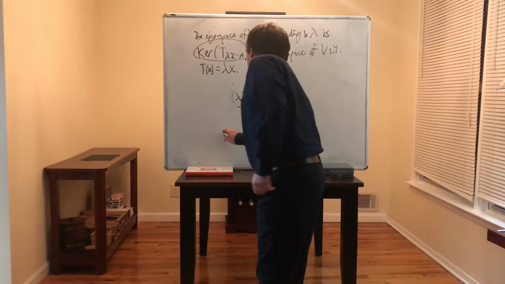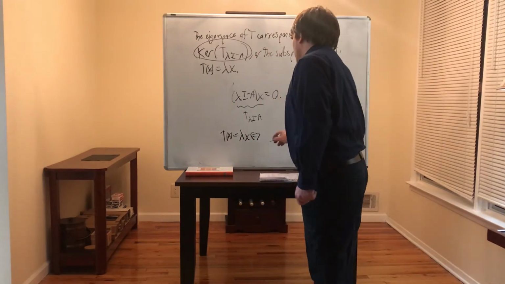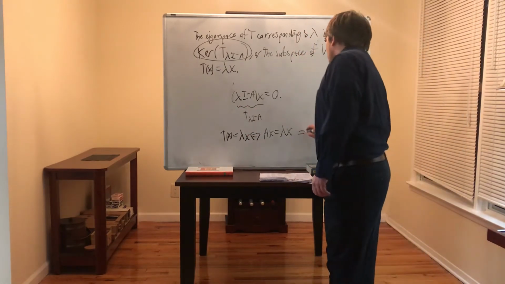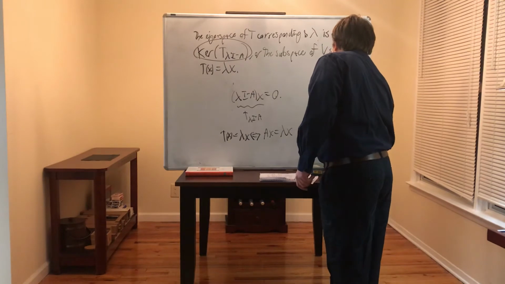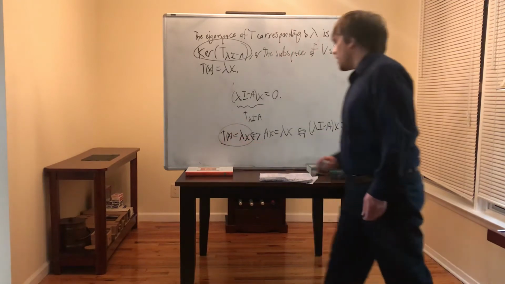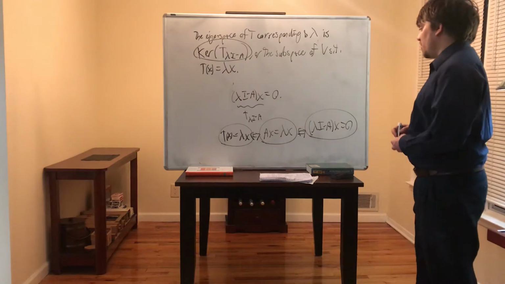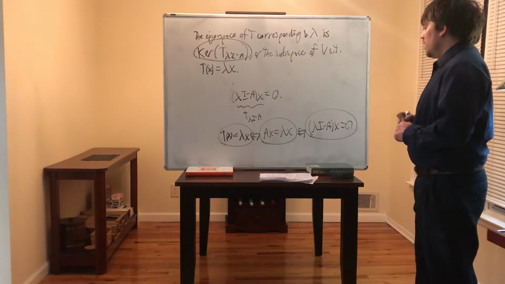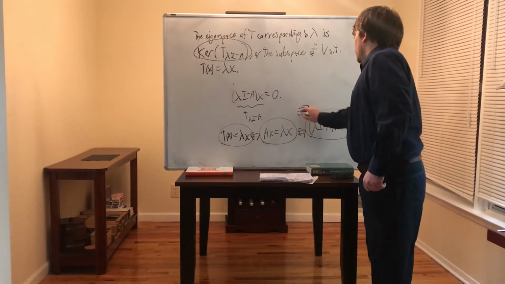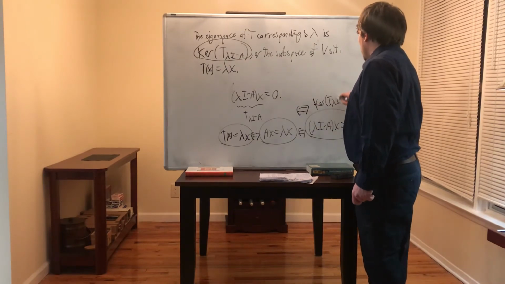But now if you say T of x is equal to lambda x, that's the same as saying Ax is equal to lambda x, because T of x is left multiplication by A, and that's equivalent to lambda I minus A times x is equal to 0. So the set of x values such that T of x equals lambda x is the same as the set of x values such that Ax equals lambda x, which is the same as the set of x values such that lambda I minus A times x equals 0. And this is the kernel of T sub lambda I minus A.